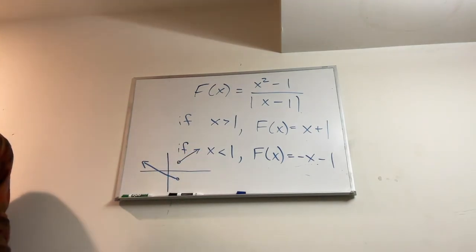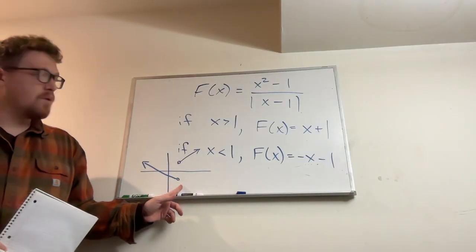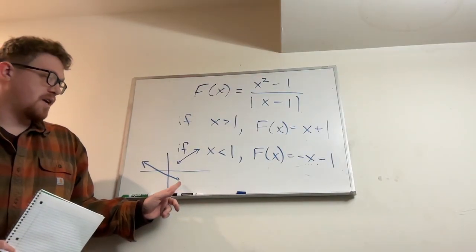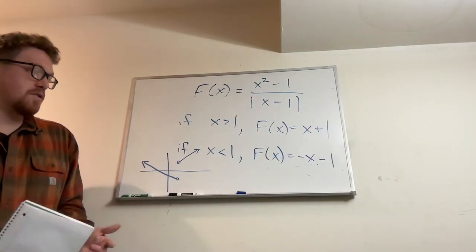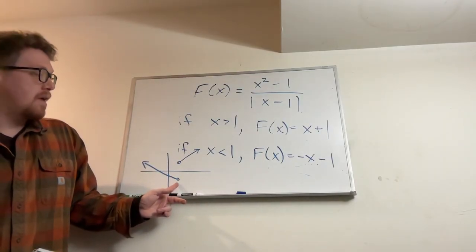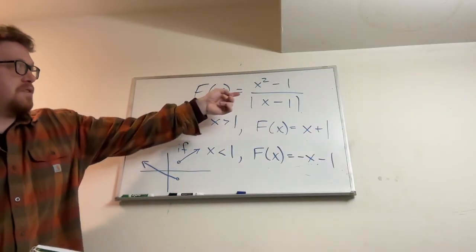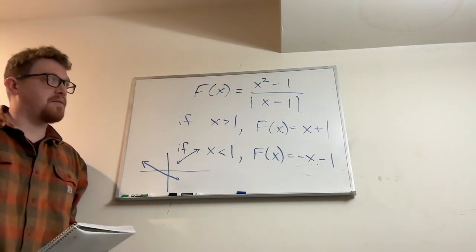Yeah. Right. So basically, you get these two lines, but you have this discontinuity where when you approach from the left side, you're getting closer and closer to negative 2. When you approach from the right side, you're getting closer and closer to 2. And the function's actually not defined at x equals 1. You have this discontinuity because you're dividing by 0, basically. So you have a problem.